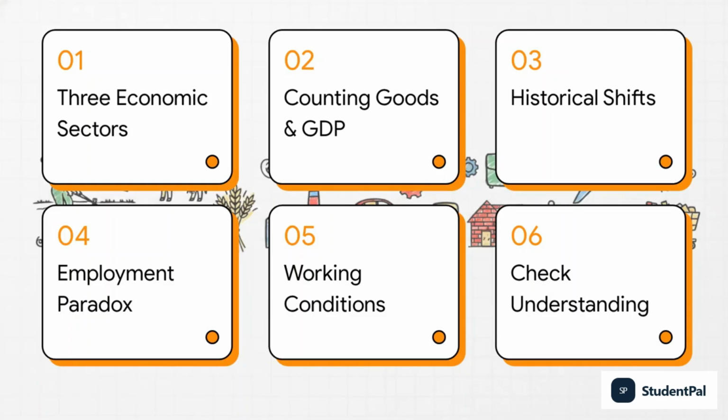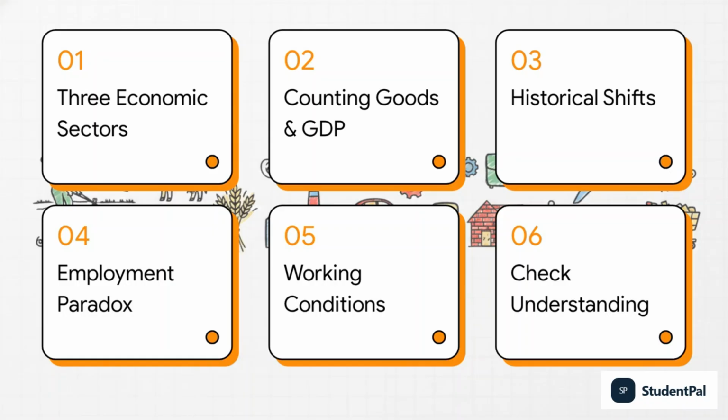Here's our game plan for today. We're going to cover 6 main things. First, the 3 economic sectors. Second, counting goods and GDP. Third, historical shifts. Fourth, the Indian employment paradox, which is super interesting. Fifth, working conditions. And finally, we'll wrap up by checking your understanding.